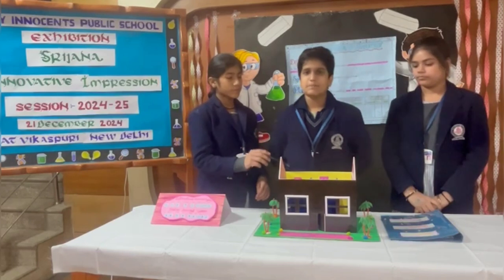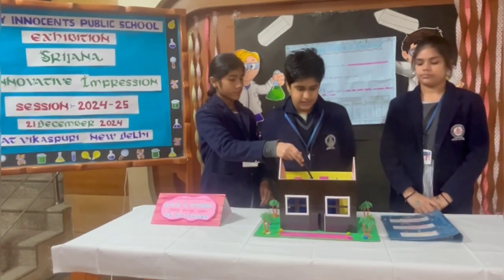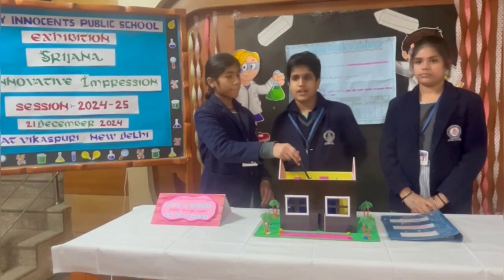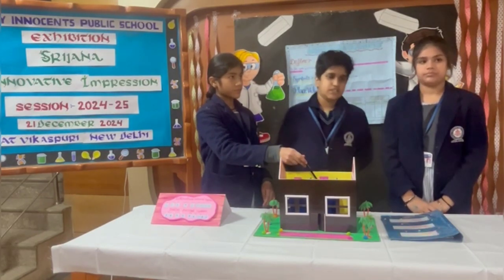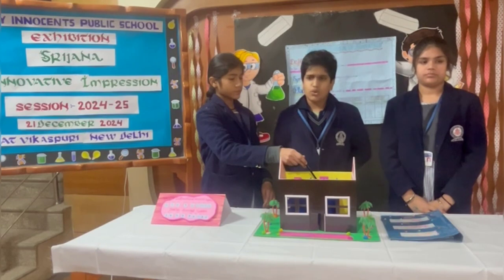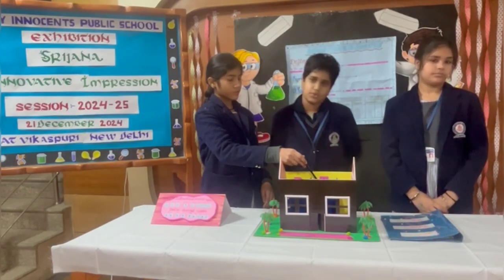Natural numbers. The numbers which start from 1 are called natural numbers, like 1, 2, 3, 4 and 5. Second, whole numbers. The numbers which start from 0 are called whole numbers, like 0, 1, 2, 3 and 4.